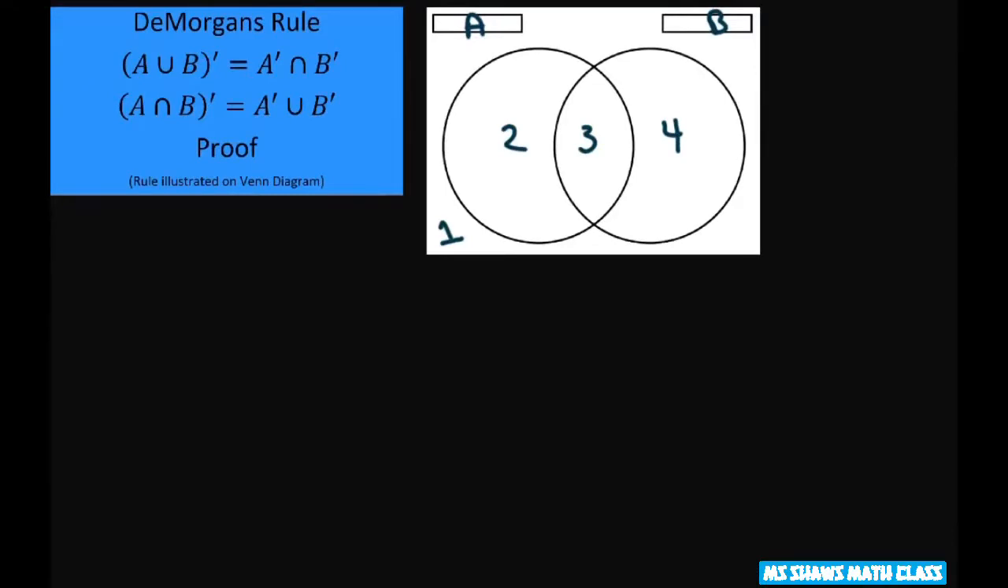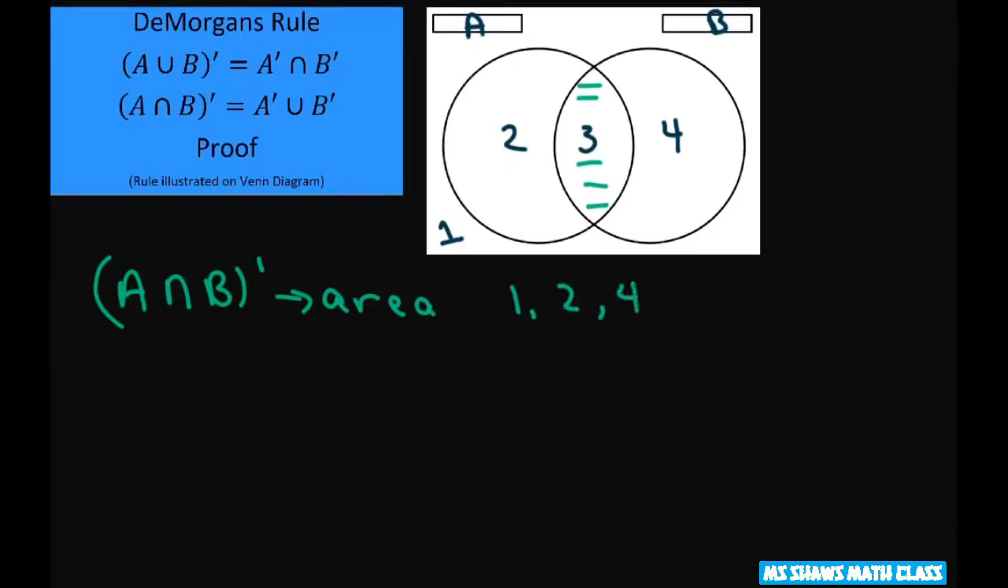We can do the other one. Let's go a little faster. So we have A intersect B. So that would be represented by everything that's not A intersect B. Well, A intersect B is 3. So everything that's not that is going to be area 1, 2, and 4.